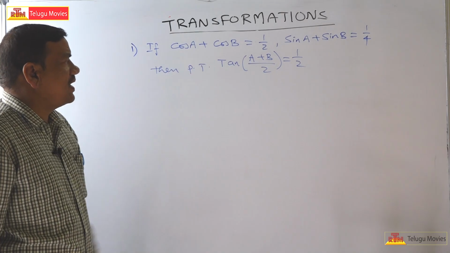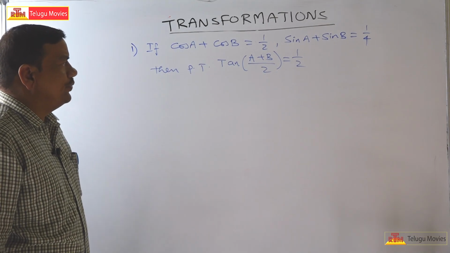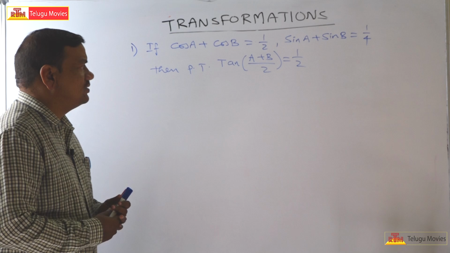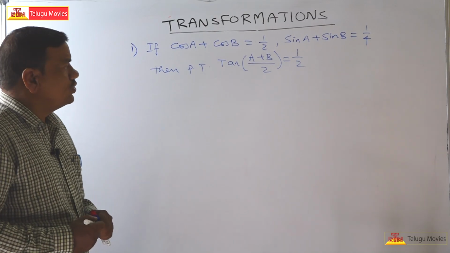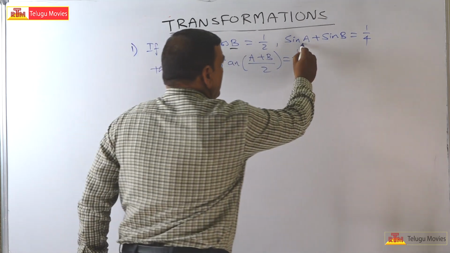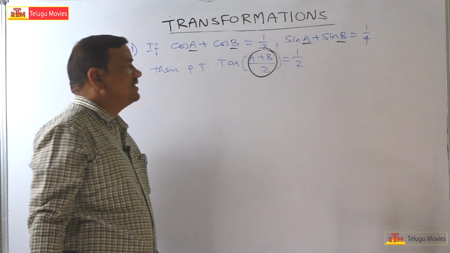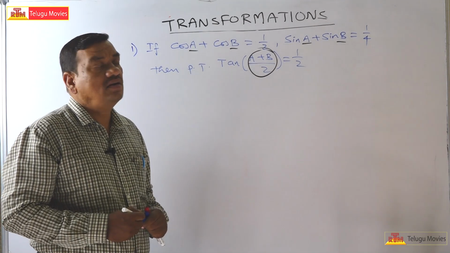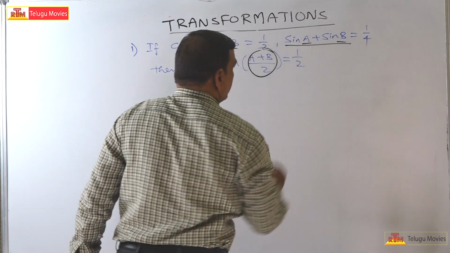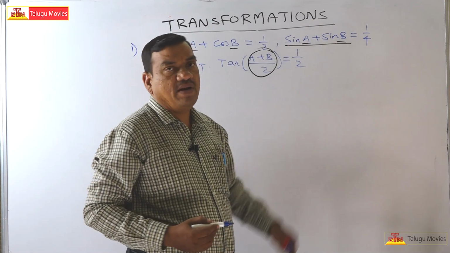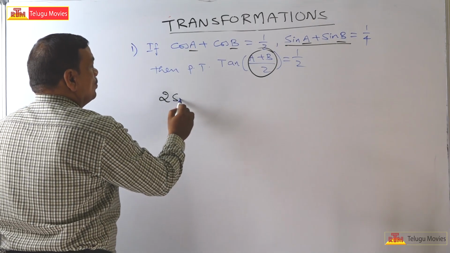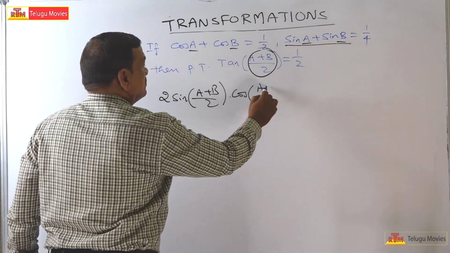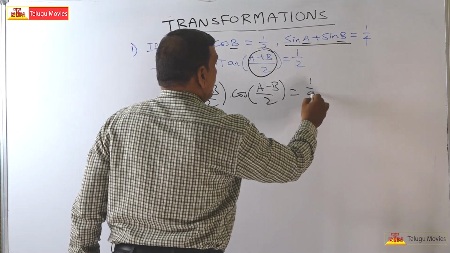Here cos A plus cos B is equal to 1 by 2, sin A plus sin B is equal to 1 by 4. Then prove that tan of (A plus B) by 2 is equal to 1 by 2. Whenever A, B is given, we want A plus B by 2. How to get A plus B by 2? How will you get the idea? See the second result, it is in the form of sin C plus sin D. What is sin C plus sin D? 2 sin (C plus D) by 2 cos (C minus D) by 2, that is equal to 1 by 4.